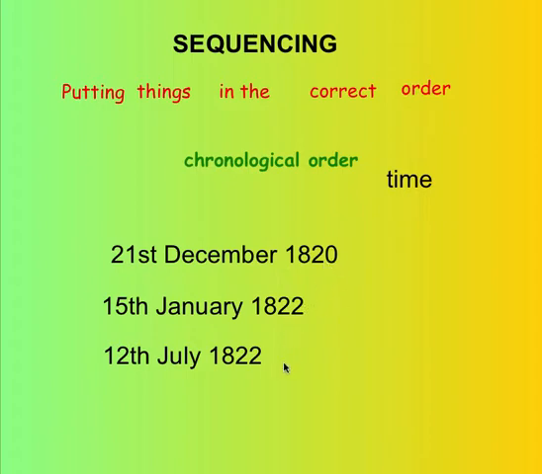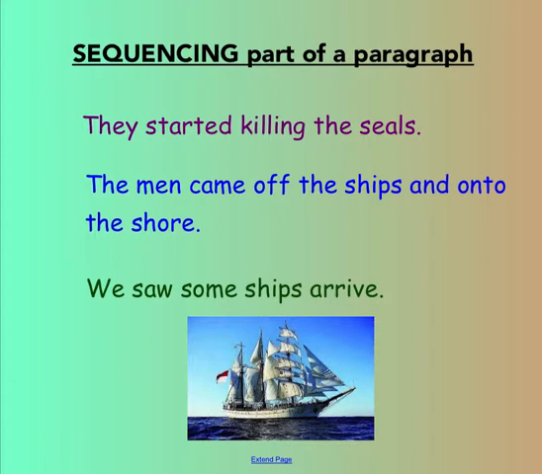And of course, in your journal, when you put your dates down, make sure that if you have many dates, they are in correct chronological order. That's very important. That's the way that people write journals and diaries, one entry after the next. Okay, moving on. Let's talk about sequencing part of your paragraph.